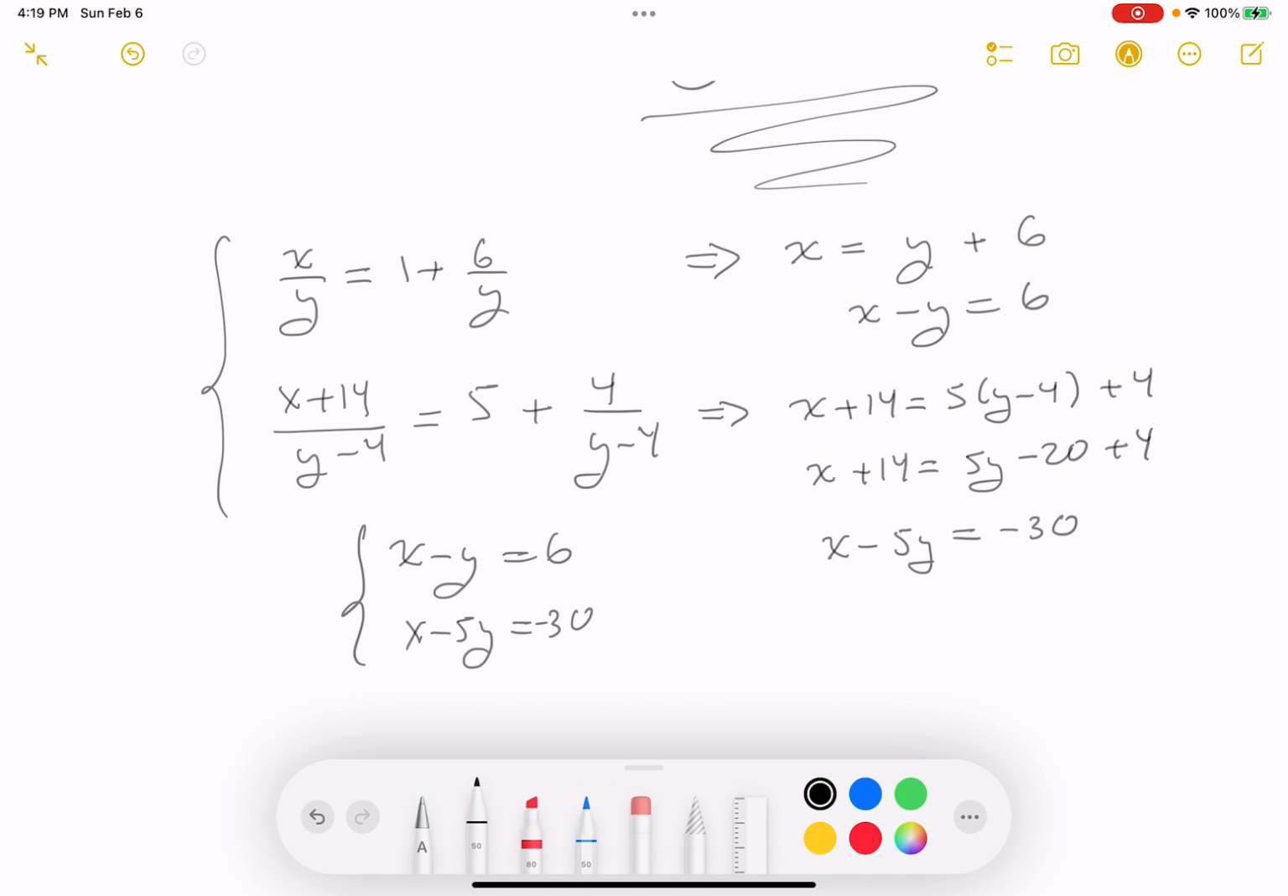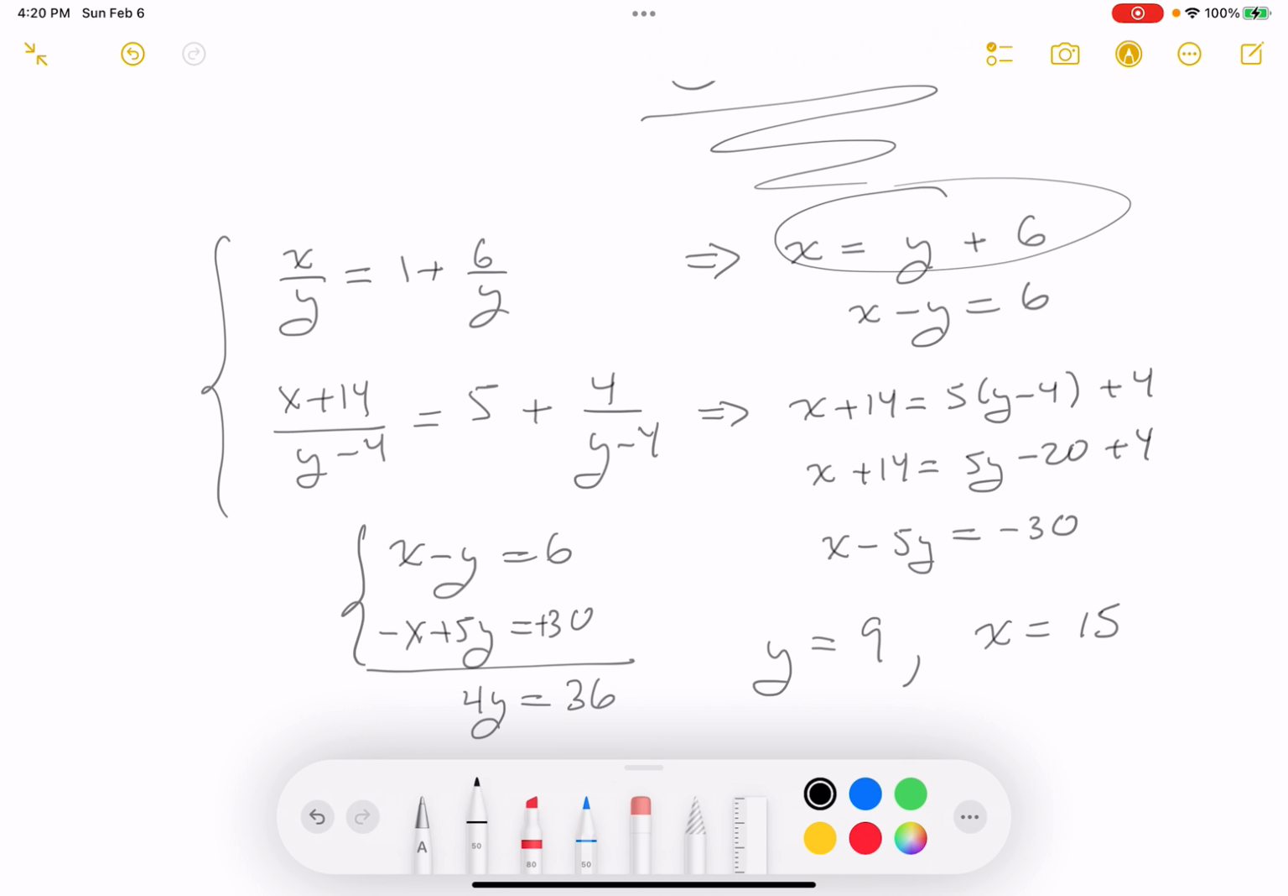Well, I'm going to simplify a little bit more. I'm going to multiply the bottom equation by minus 1. That would give me minus x plus 5y equals 30. Add them together. You would get 4y is equal to 36. y would be equal to 9. And then, what's the x? Look at anywhere you like, but what is it going to be? The x would be 15.